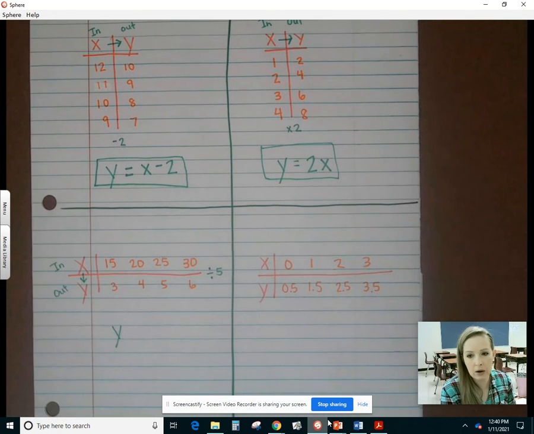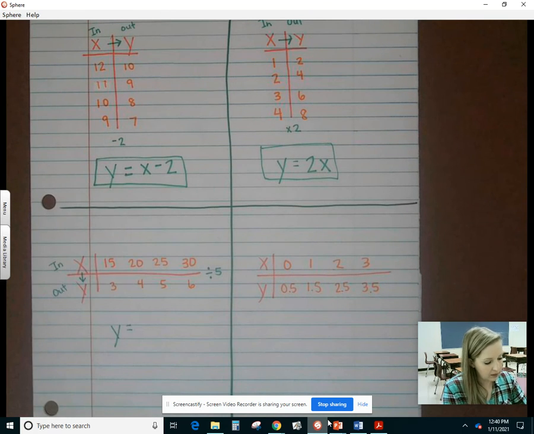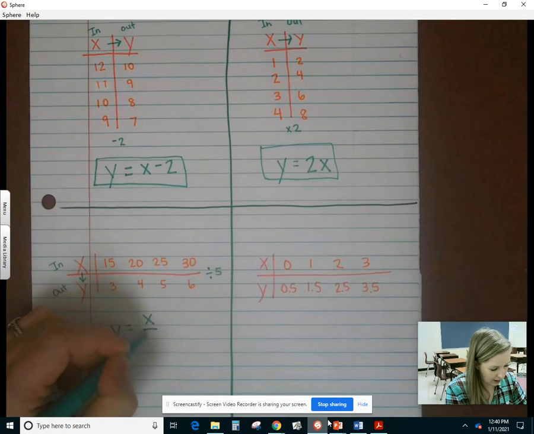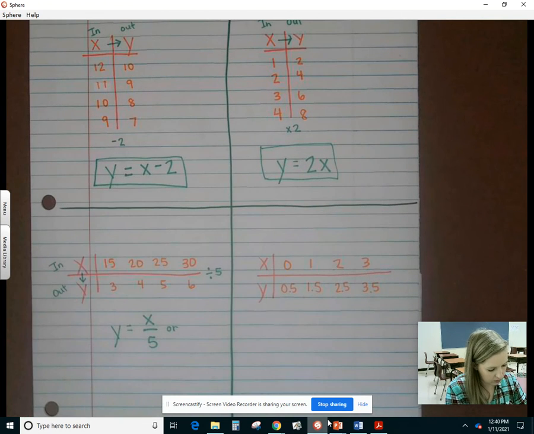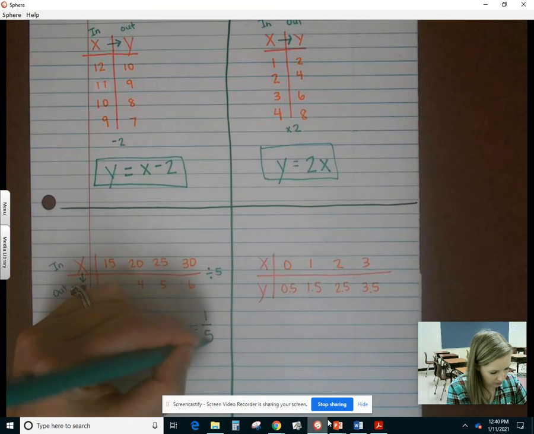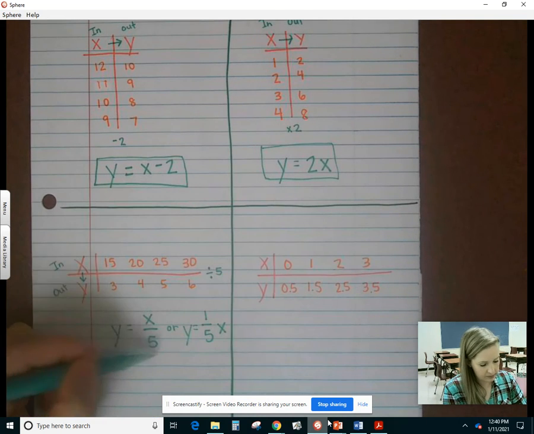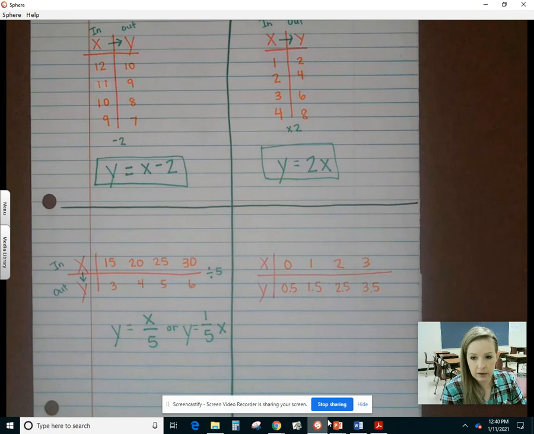So when we go to write our equation, we know it starts with y equals, and so x is being divided by 5. And so we show that as, with that fraction bar, x divided by 5. Or another way of showing that is y equals 1/5 x. I see it like this more, but this means the same thing because if you find a fifth of something, you're dividing that in 5. Just like if you find half of something, you're dividing it in 2.